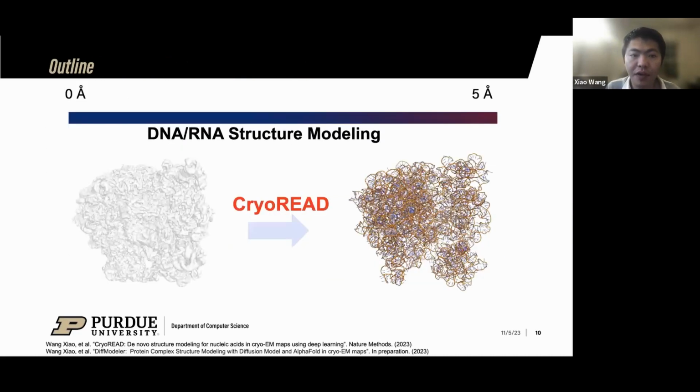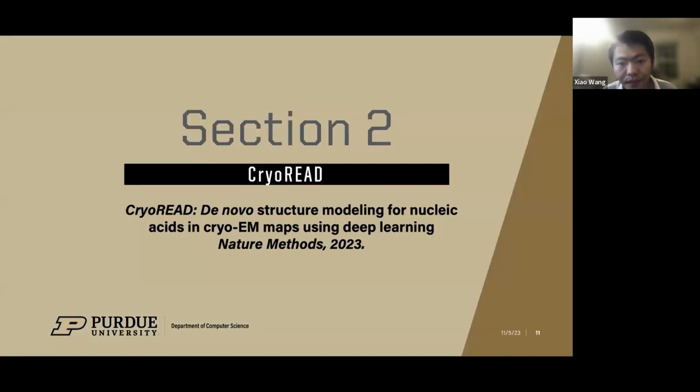Therefore, today our focus will be on 0 to 5 angstroms for DNA-RNA structure modeling, where we can expect that our deep learning technology can help us detect some information, and that information can be used for DNA-RNA full atomic structure modeling. So let's move on to CryoREAD.